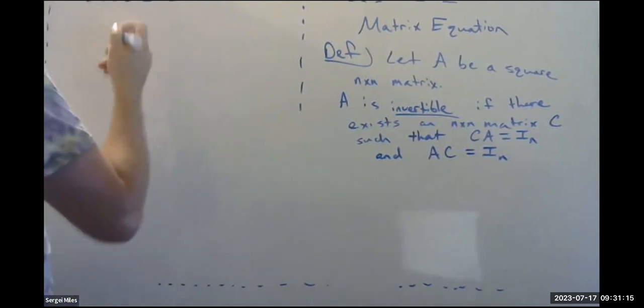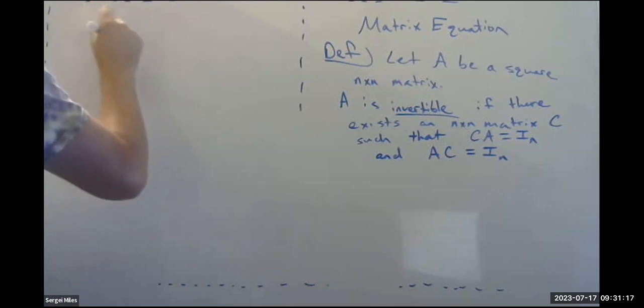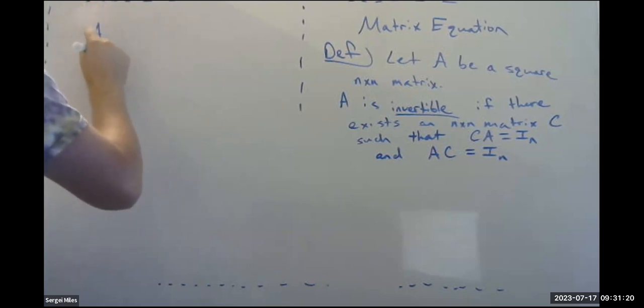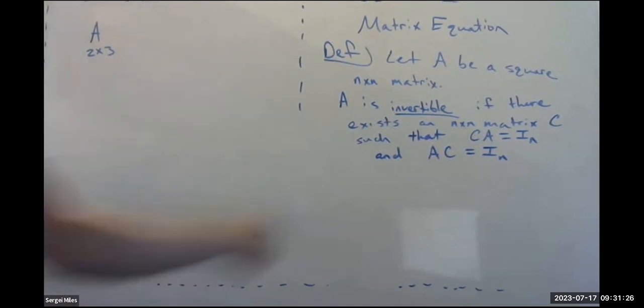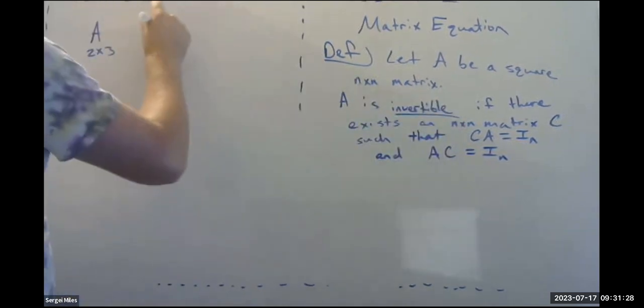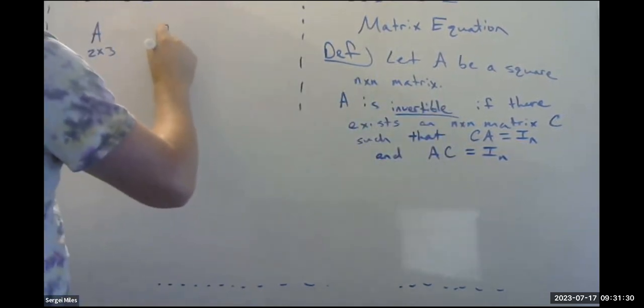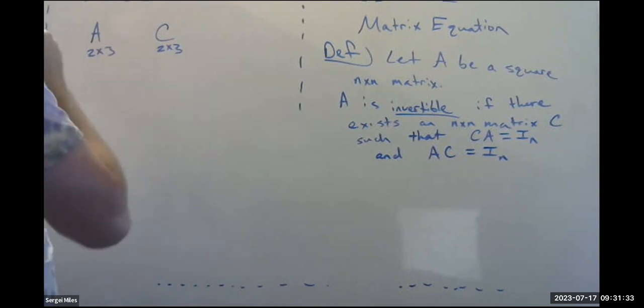Well, if A was not square, let's say A is a 2 by 3. Okay, well, what's the matrix C? The matrix C, according to this definition, has the exact same dimensions. C is a 2 by 3, right?